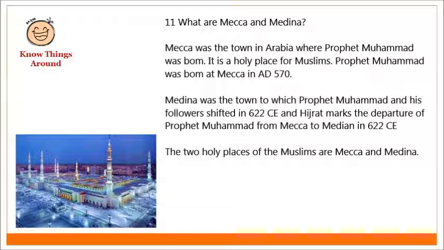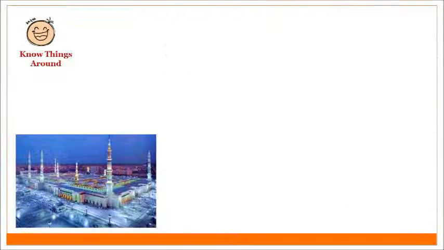What are the Makkah and Medina? Makkah was the town in Arabia where Prophet Muhammad was born. It is a holy place for Muslims. Prophet Muhammad was born at Makkah in AD 570. Medina was the town to which Prophet Muhammad and his followers shifted in 622, and Hijrat marks the departure of Prophet Muhammad from Makkah to Medina in 622. The two holy places of the Muslims are Makkah and Medina.